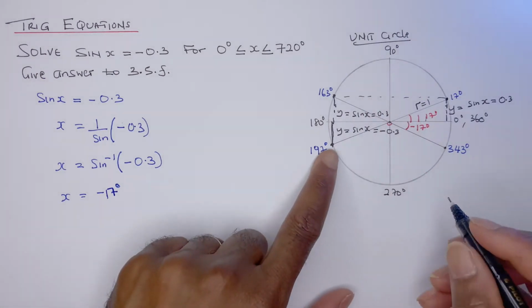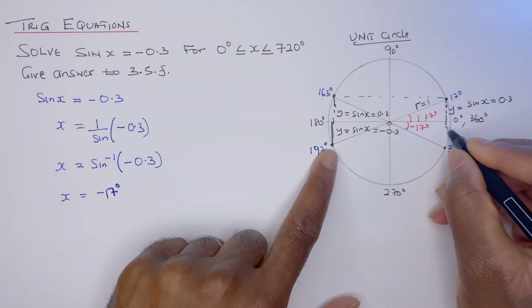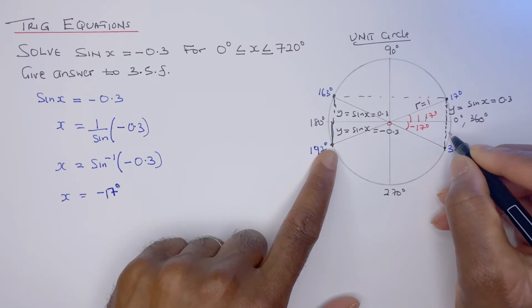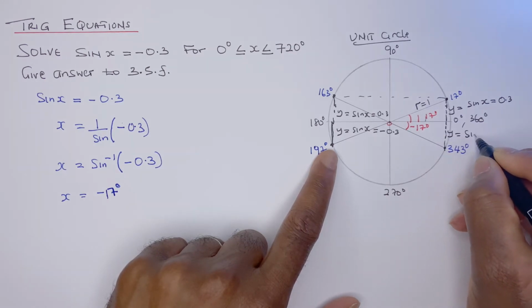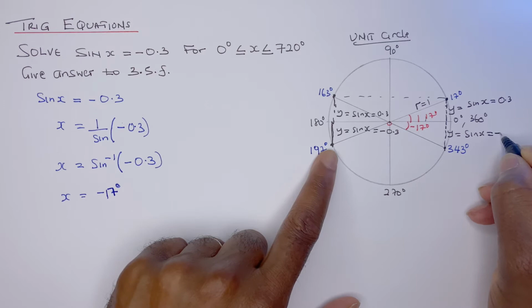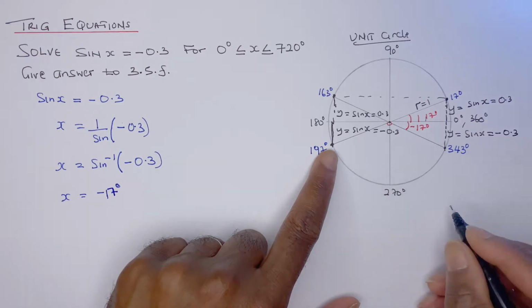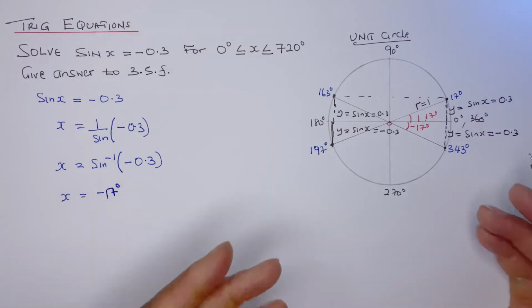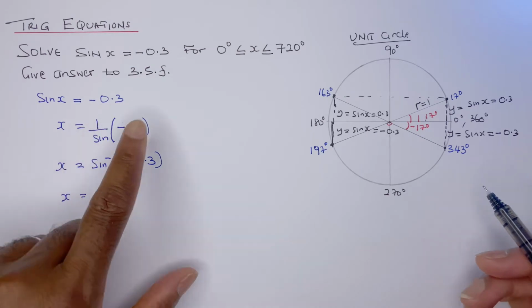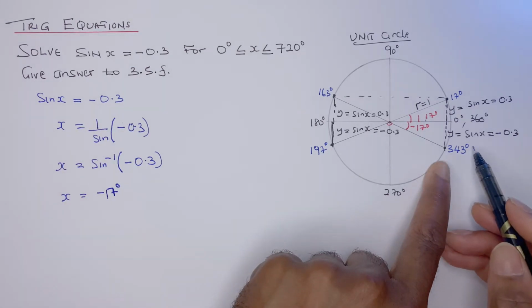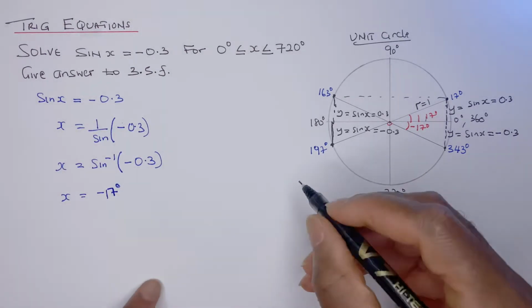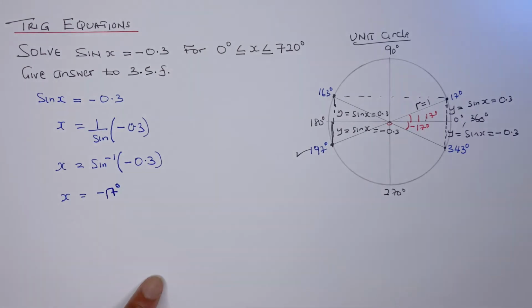And so this is your negative value, and here too, look, because it's coming down here. So your y, your sine of x, equals minus 0.3. So what are we looking for? Are we looking for plus or minus? We want minus 0.3. So we are looking for these angles here. The angles we're looking for is this one here.